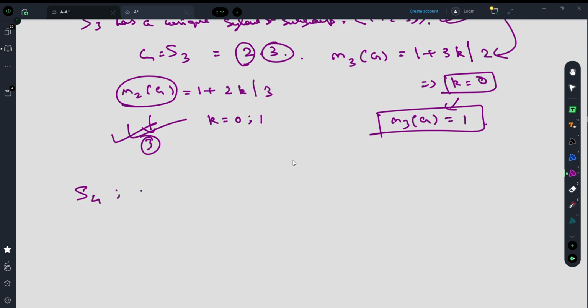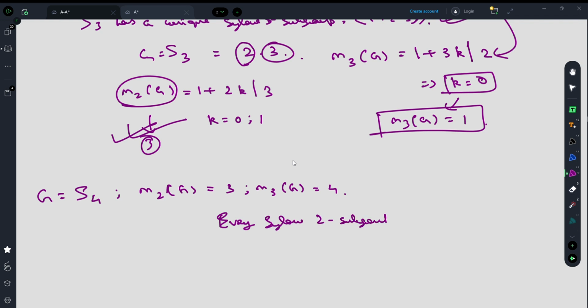Moreover, there is one more important observation in this case: if I consider G to be S4, then the number of Sylow 2 subgroups of G is 3 and the number of Sylow 3 subgroups of G is 4, right? Also, every Sylow 2 subgroup of S4 is isomorphic to D8.